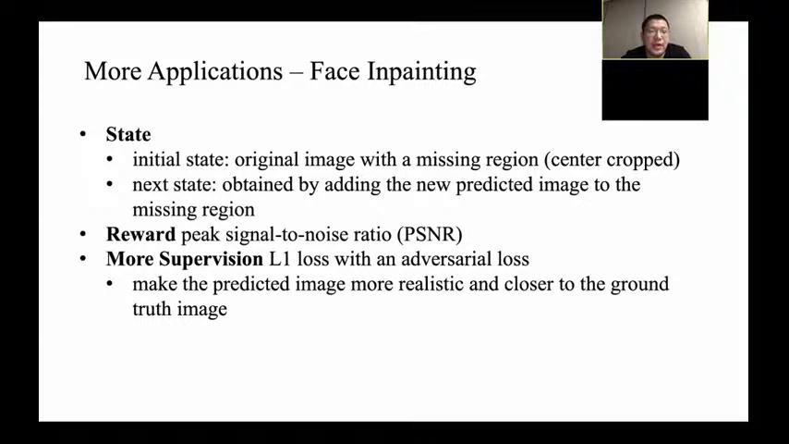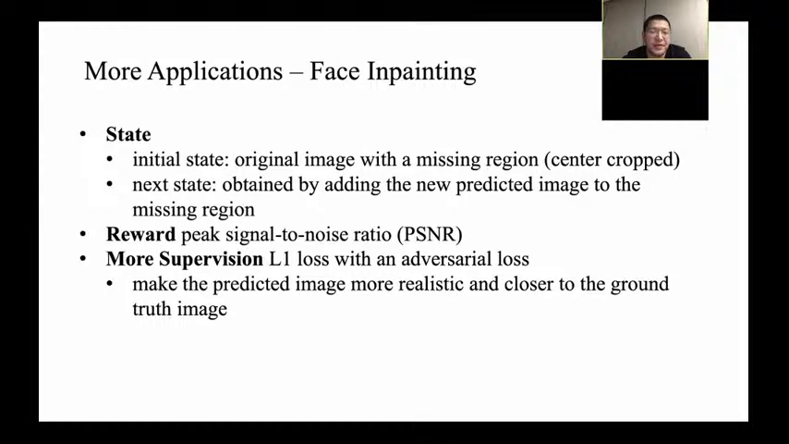Let's see more applications. This is on medical image resolution. So for face painting, the state is the original image with a missing region, that is, the cropped image. The next state is obtained by adding the new patch image to the missing region. I will show the structure, which is clearer than this.